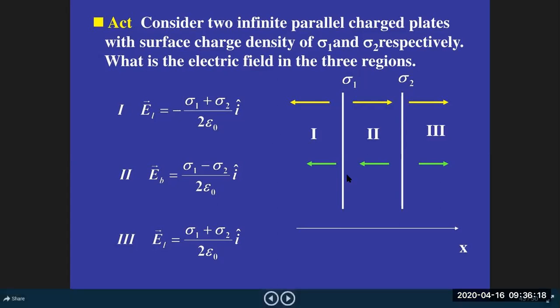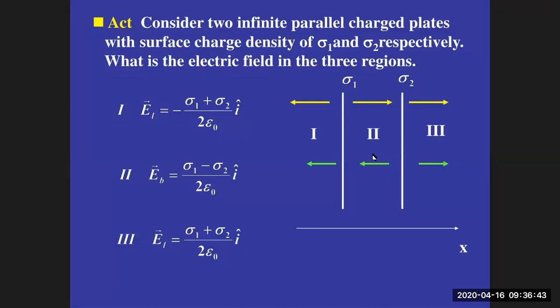Now we come to the region in between. Say at the mid of the two plates, let there be a point P where the electric field is to be determined. So again we find the electric field due to the individual plates, and then we find the vector sum of the electric fields due to these two plates according to the superposition principle.